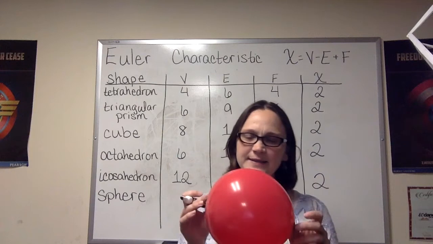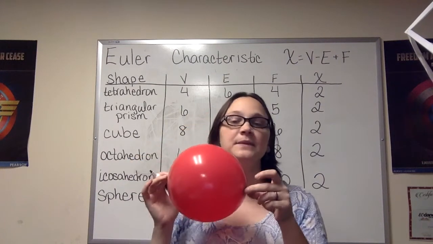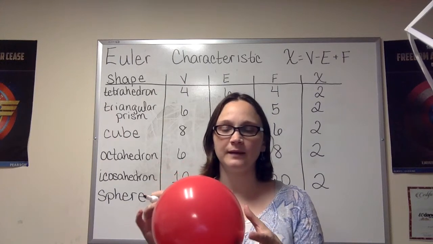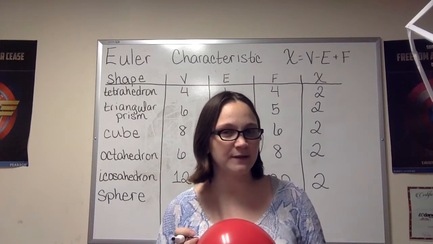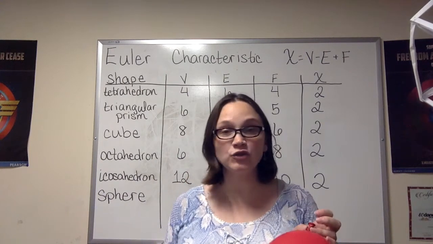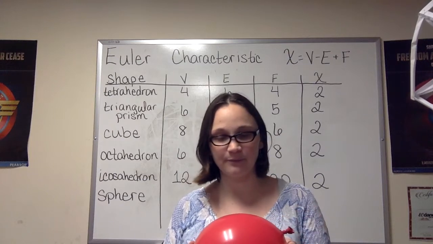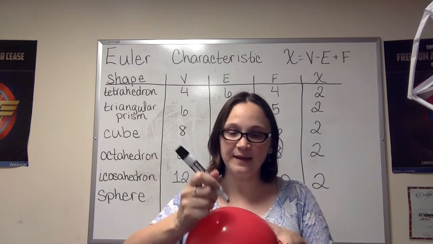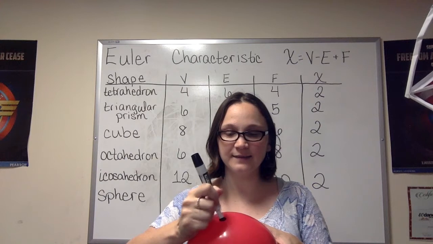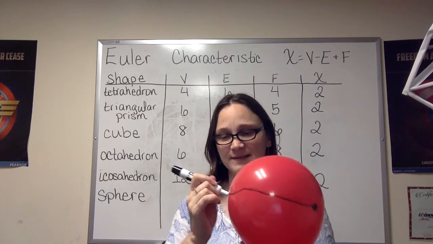Next up, let's look at the sphere. And while I don't have a perfect sphere, we can simulate this with a balloon. And spheres don't have vertices or edges, or really faces. But I can draw points and lines on a sphere in order to simulate this. The simplest way we can do that is to put a single vertex, and then connect that vertex with a single edge.